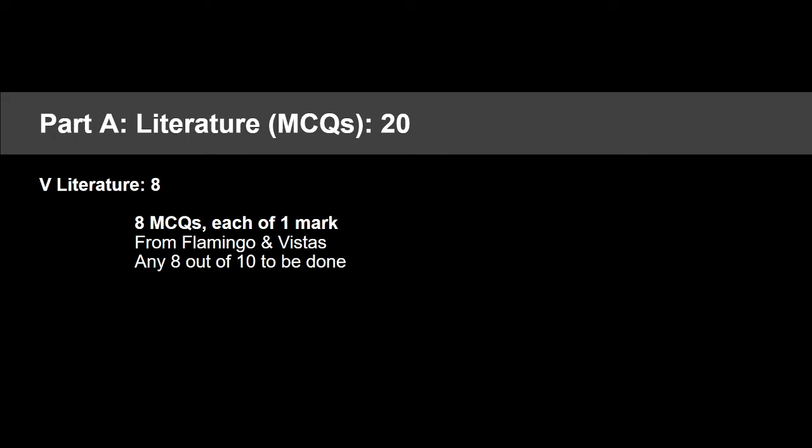Now Part A is over. Part A we have discussed. The only thing I would like to say about Part A is that it has 2 subparts, literature and reading, each carrying 20 marks, and all are MCQs, and it is easier to score in the MCQs because they are not subjective. The choices are all given.